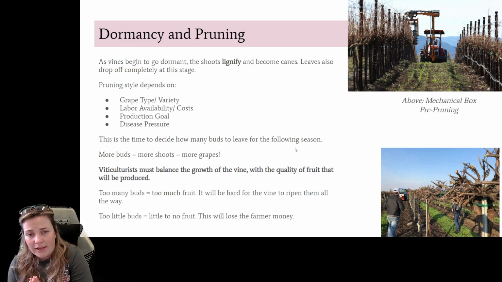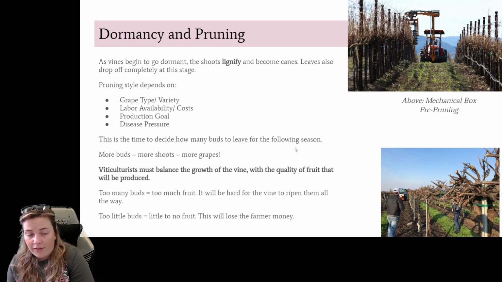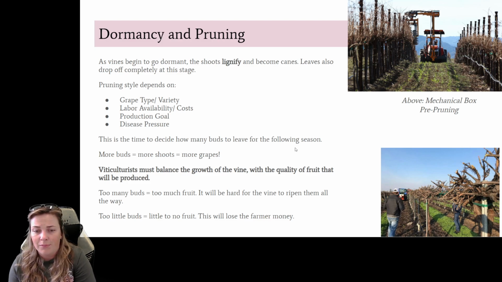If you have too many buds, you'll have too much vegetative growth, and you'll also have an excessive amount of fruit as well, right? The vine will have a hard time ripening all that fruit. It won't have nearly enough sugar in it to make quality wine. And the vines will also be really stressed out because you've overextended them, right? On the other side of that, if you leave too few buds behind from pruning, you will have little to no fruit. You've hacked your vines, right? And then you'll lose money that year as a farmer, right? Because this is product, this is what people do for a living. So you will lose money, and that's also not ideal.